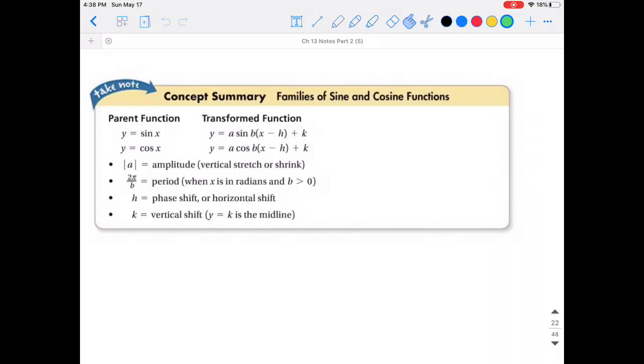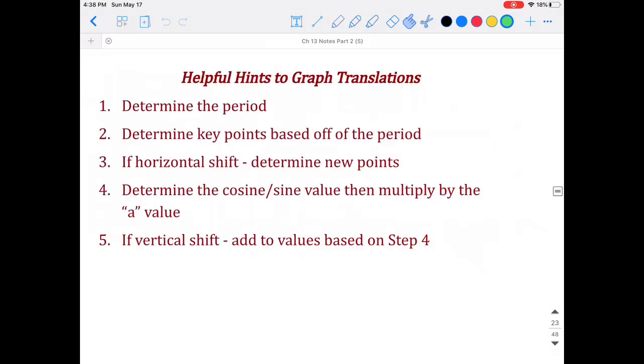2 pi over b tells us the period when x is in radians and b is greater than 0. H is our phase shift or horizontal shift, and k is our vertical shift, and y equals k is the midline of our function. And some helpful hints to graph translations, because it's not always easy to translate from the parent function. First, you're going to determine the period.